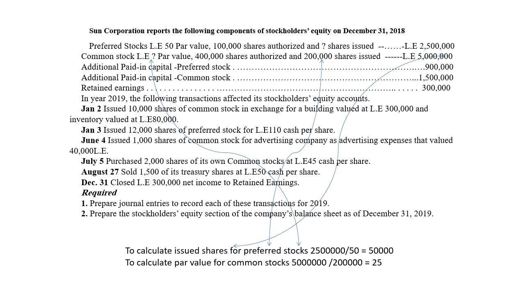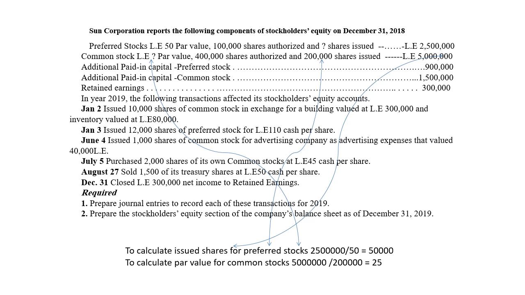And for the common stocks, this time we are not given the par value, but we are given the issued shares. The same idea. The value 5 million, the total value of the capital of the common stocks, should be the number of issued shares multiplied by the par value. I need to get the par value, so I divide 5 million by 200,000. I get the par value, which is 25 LE.